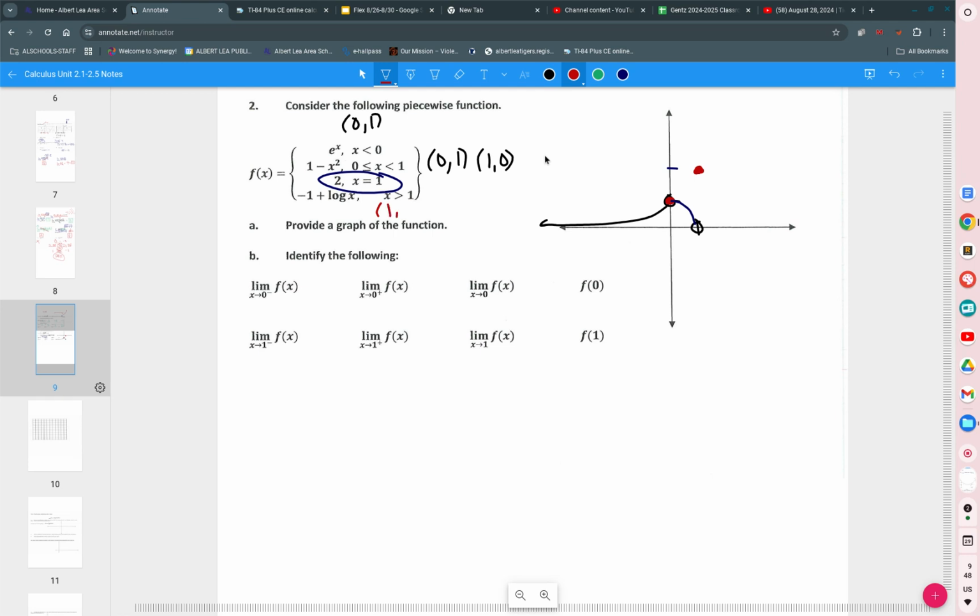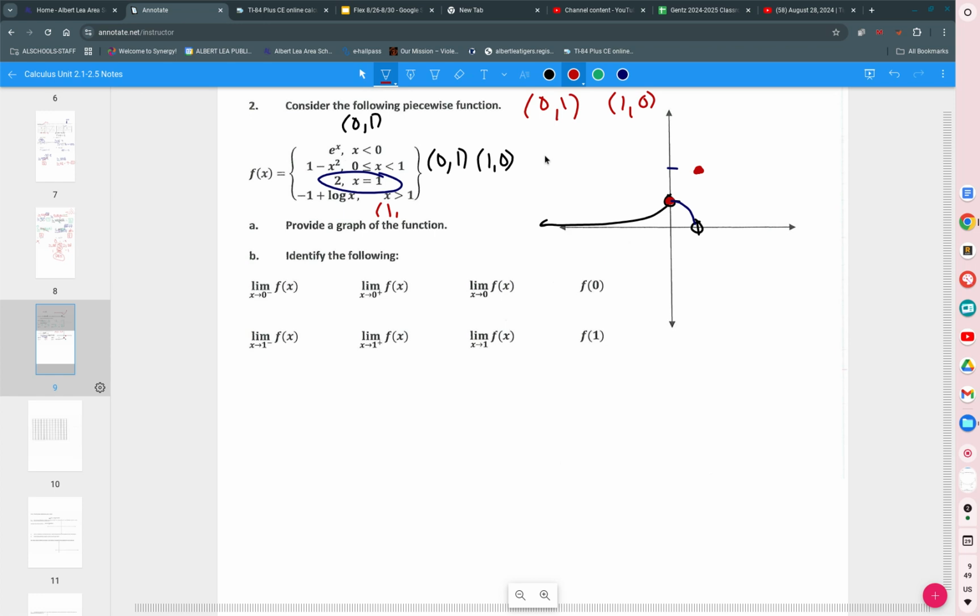When you plug in 1, does anybody know what the log of 1 is? Okay, this is where you draw this information because it could come back up in the future. e to the x goes through the coordinate 0, 1, right? Because e to the 0 is 1. Log of x goes through 1, 0 because the log of 1 is 0. See that? So let's try again.